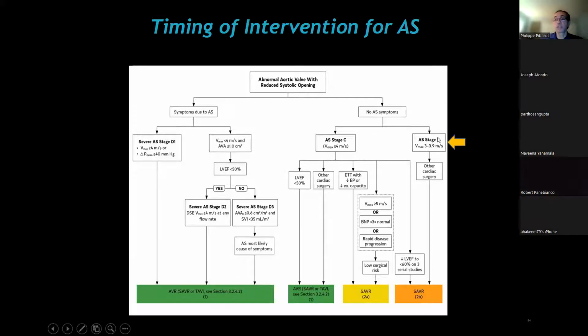And indeed, if you look at stage B on the right here, there is no indication for AVR, SAVR, or TAVR, unless there is an indication for another cardiac surgery. So, for example, the patient will undergo a CABG. Then you may consider replacing the valve at the time of the CABG, even if the stenosis is moderate. But even there, it's a 2B recommendation. It's not that very strong.